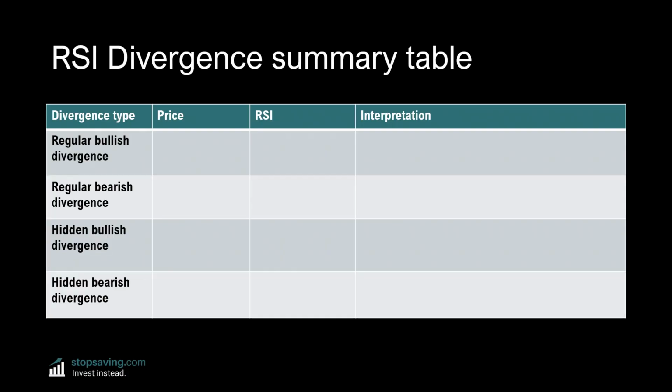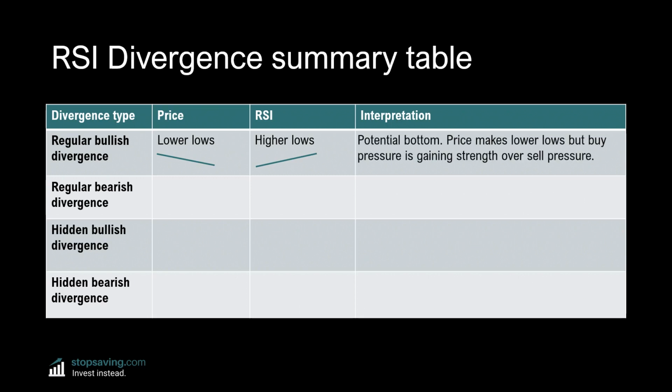Let's now summarize all the different divergences on one page. For regular bullish divergence, the price makes lower lows, with the RSI making higher lows. This can signal a potential bottom in the price as buy pressure gains strength over sell pressure despite the price going down. Regular bearish divergence is the opposite. It's when the price is making higher highs while the RSI is making lower highs. This can signal a potential top in the price.